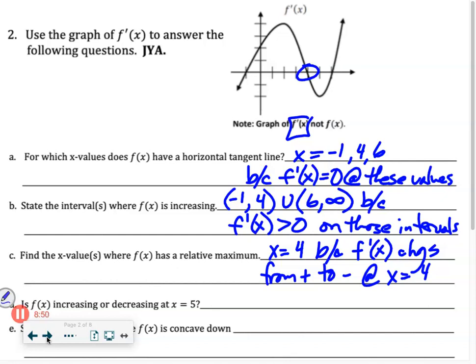All right. Is f increasing or decreasing at x equals 5? So we're talking about, is f prime positive or negative at x equals 5? At x equals 5, which is right here, is f prime positive or negative? It's negative. So f is increasing. Oh, whoops, I just said the opposite. It's negative. Maybe I should re-record next period. Decreasing because f prime of 5 is negative.